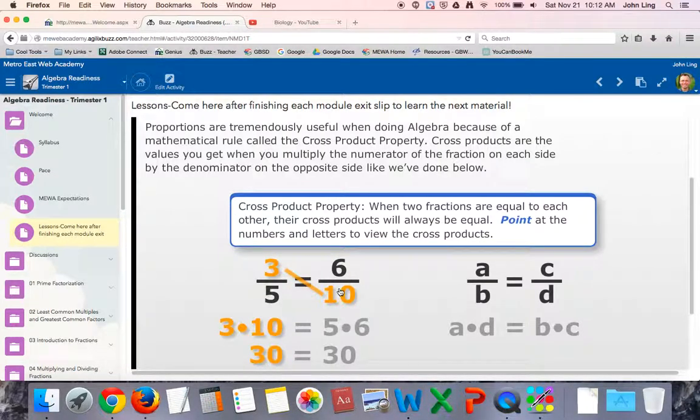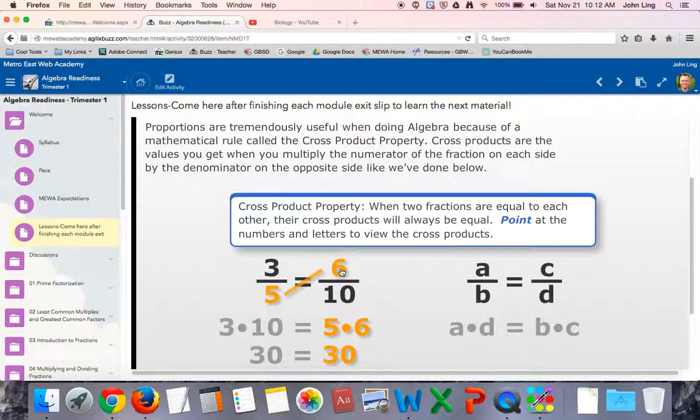When you check the cross products here, you see that they actually equal the same thing. That's just taking the top of the left fraction or proportion times the bottom of the right. You multiply 3 and 10, you get 30. And if you also multiply 6 and 5, you get 30. So that means that they are equivalent.